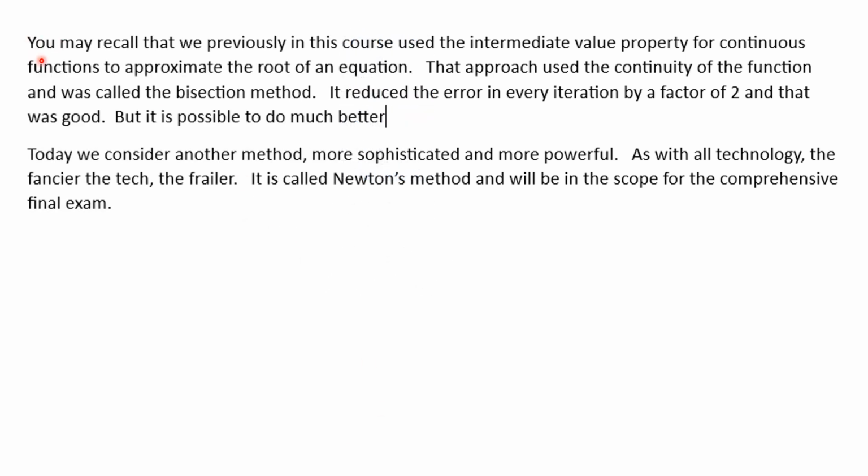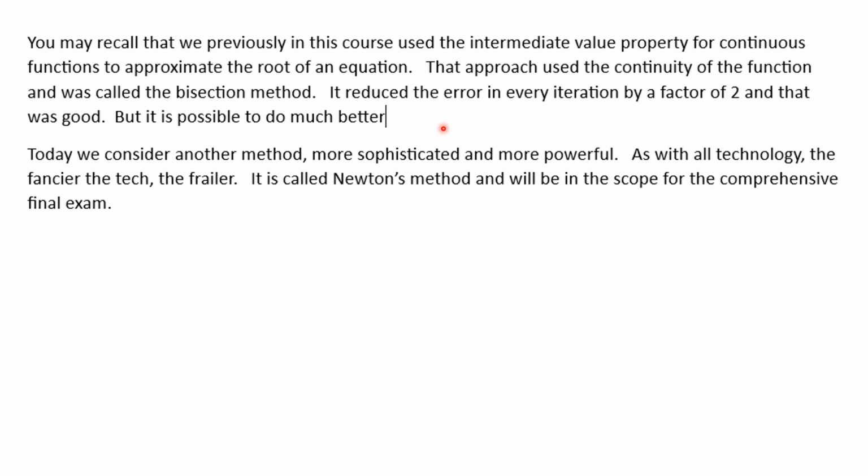You may recall that previously in this course we used the intermediate value property for continuous functions to approximate the root of a function, that's also the solution of f of x equals 0. That approach used the continuity of the function and was called the bisection method. It reduced the error in every iteration by a factor of 2. That was good, but it's possible to do much better.